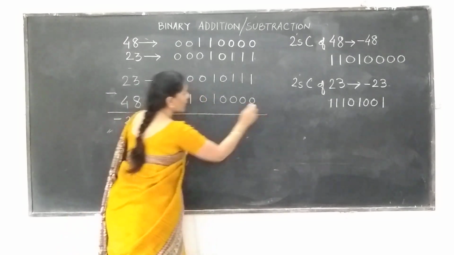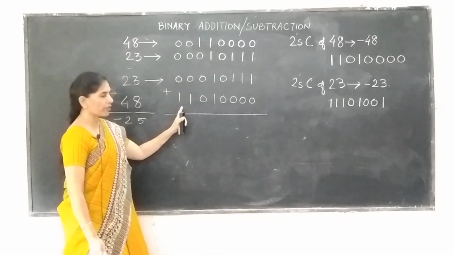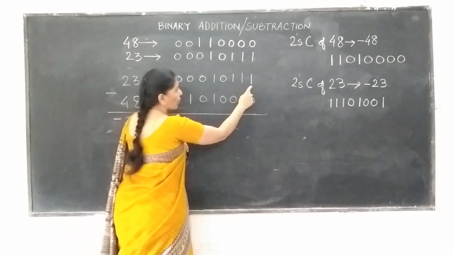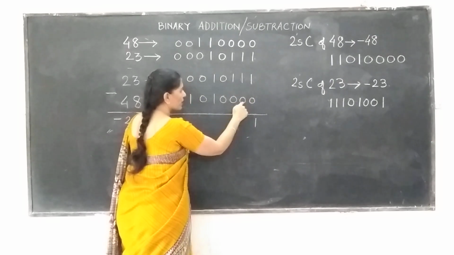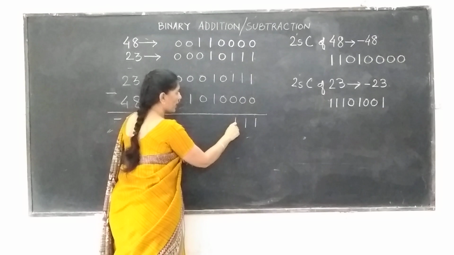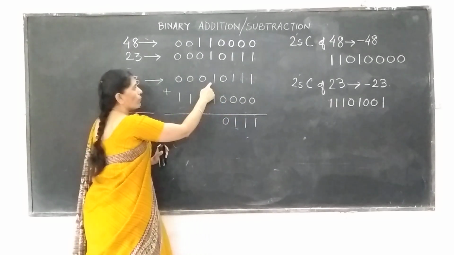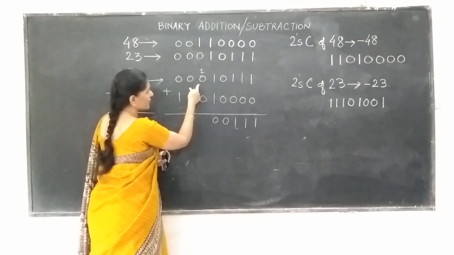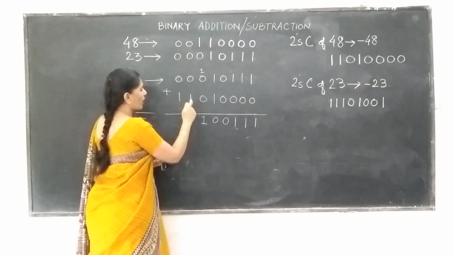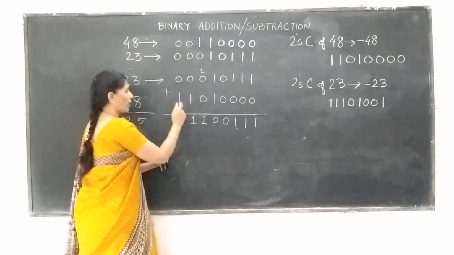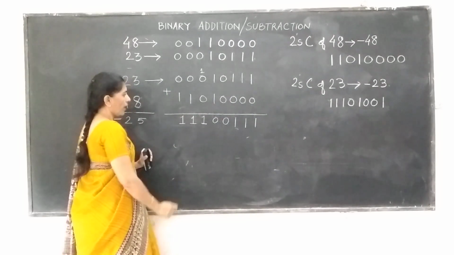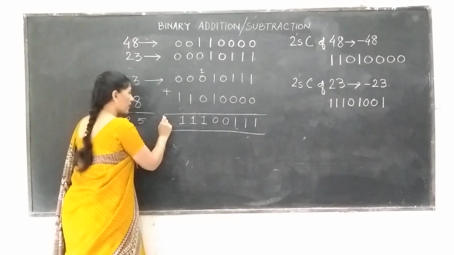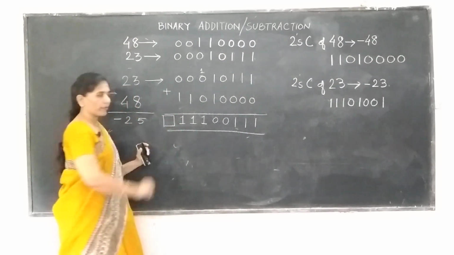So let us add 23 with the 2's complement of 48, which in turn actually represents minus 48. So 1 plus 0 is a 1, 1 plus 0 is a 1, 1 plus 0 again a 1, 0 plus 0 a 0, 1 plus 1 is a 0 with a carry, and then this 1 plus 0 is a 1, 0 plus 1 is a 1, 0 plus 1 is also a 1. Now you can see that this particular addition fits into 8 bits and there is no carry generated over here.